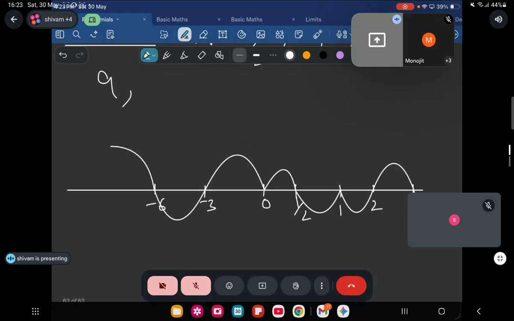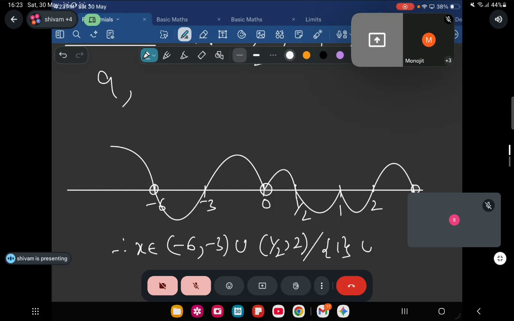So, we need to find out f of x less than 0, right? Therefore, x belongs to, the power is even. It's a double point. We have to also exclude the discontinuous points. The denominator cannot be equal to 0, so 0 is excluded. And what else? -6 and 9 will be excluded. Right, remember. So x belongs to -6, -3 union half, 2 except 1, union 9, infinity. Yes, this is the answer given to us.